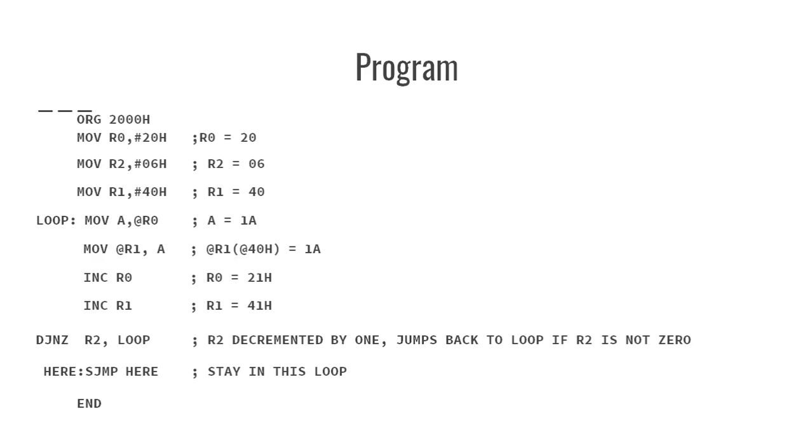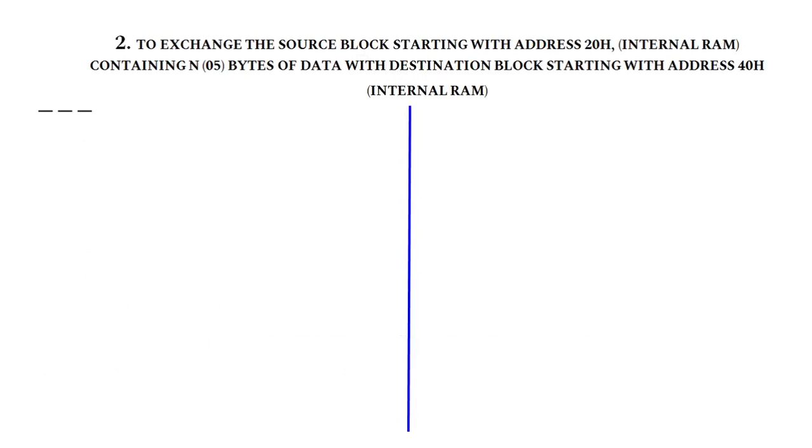Okay, let us take one more example now, one more program. So look at this. Write a program to exchange the source block starting with address 20H, that is internal RAM, containing 5 bytes of data. Okay, so 5 data has to be exchanged with the destination block starting with address 40H, internal RAM. So both are internal RAM, and you need to write a program to exchange the source. Okay, so there are 5 data stored at 20H and 40H, and you need to exchange it. Write a program to exchange it.